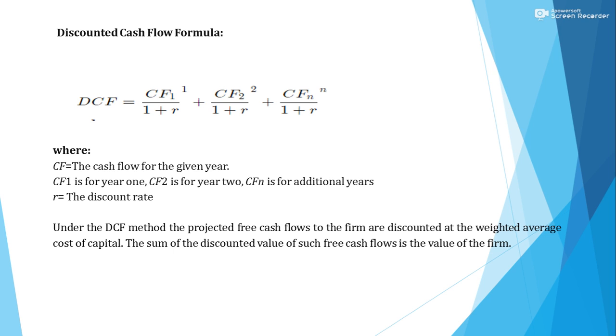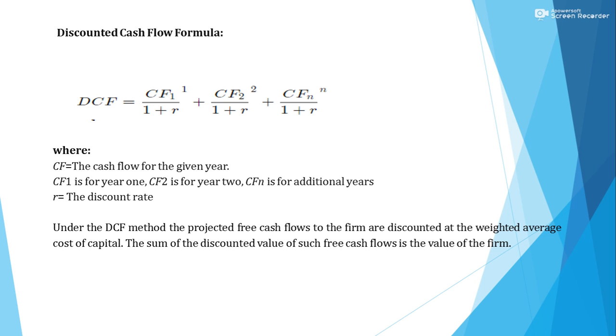The formula for determining discounted cash flow is given in this slide, wherein DCF is equal to CF1 divided by (1 plus R), plus CF2 divided by (1 plus R) raised to 2, plus CFN divided by (1 plus R) raised to N, where N is the number of years or number of periods. CF1 is for 1 year, CF2 for 2 years, and R is the discount rate.